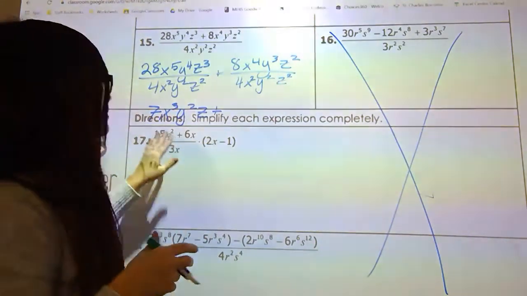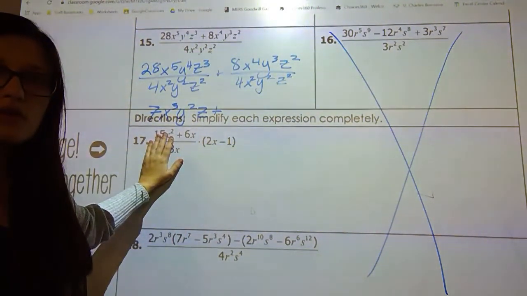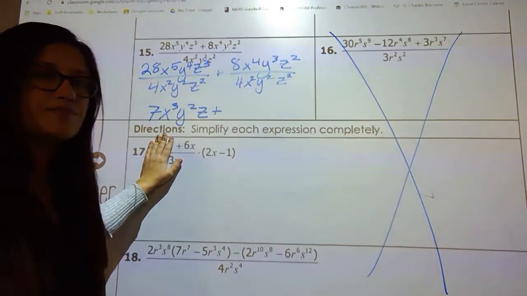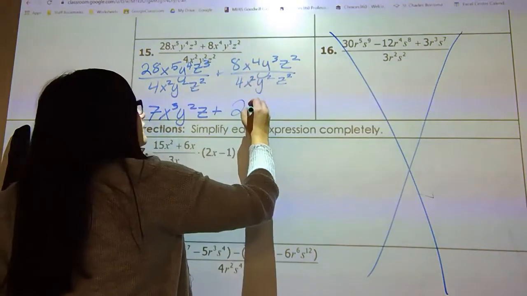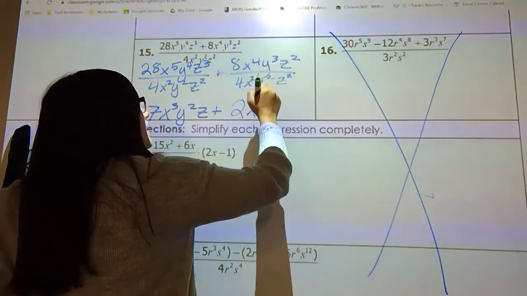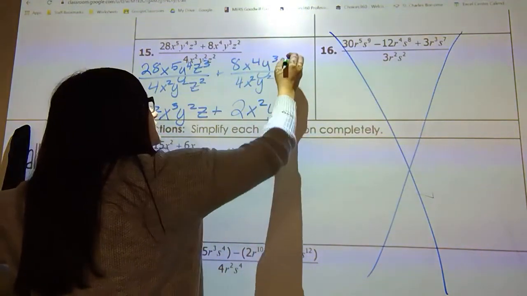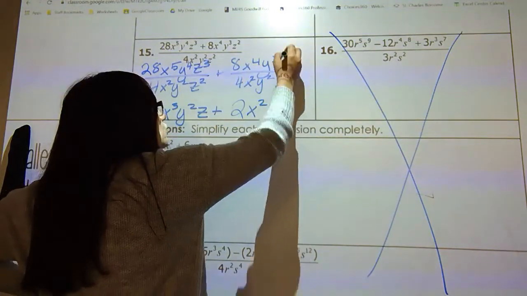Now I notice all of my exponents on top are bigger, so I'm not going to have any variables left in the denominator. And I'm sorry, I can't see that. There you go. All right, 8 divided by 4 is 2. X to the 4th divided by x squared is x squared. Y cubed divided by y squared is y. Z squared divided by z squared is just 1.